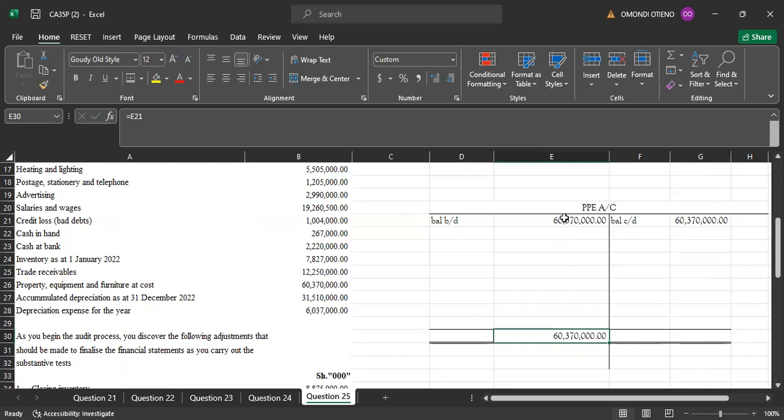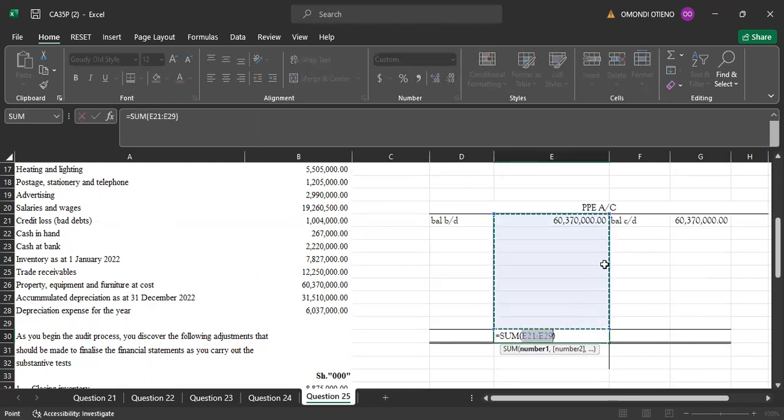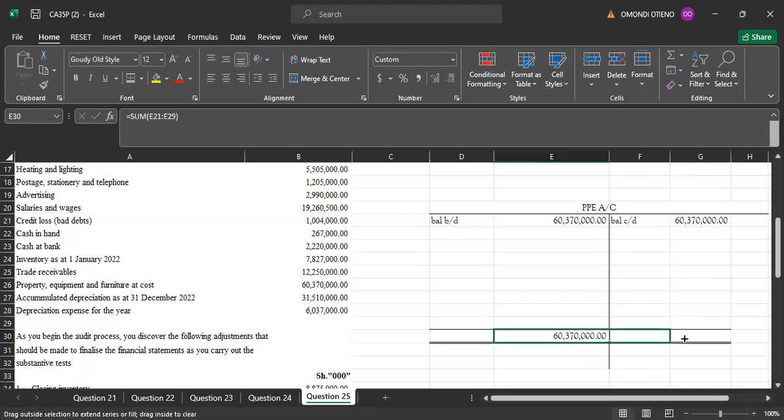It should be the summation of everything here. So we can use the formula, alt equal, to add everything there. Then we do that to this other side. So that's what we have. Our PPE account is maintained at cost, so nothing is going to affect that account.